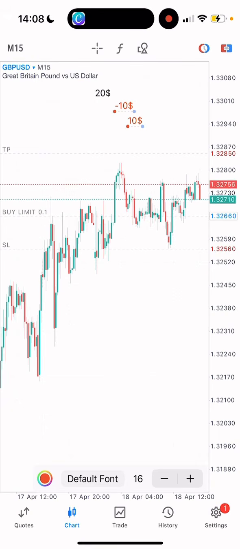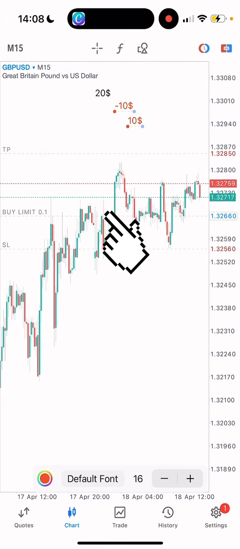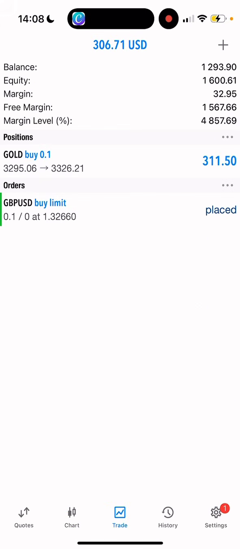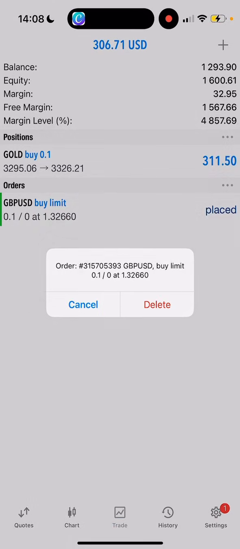So now I've showed you the first way of placing a trade. Let us place this trade again, and I'll show you the second way. So I'm going to delete this. So listen to how you delete a trade that you placed. You just tap on it, right? You see this place that says delete, and then you delete.